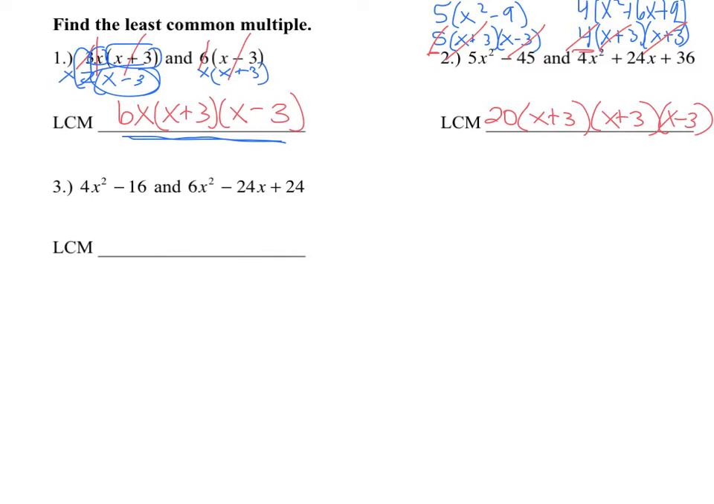This first one we would have to multiply by 4x plus 3 to get what we have down here. For the second one we would have to multiply by 5x minus 3 to get what we have down here.